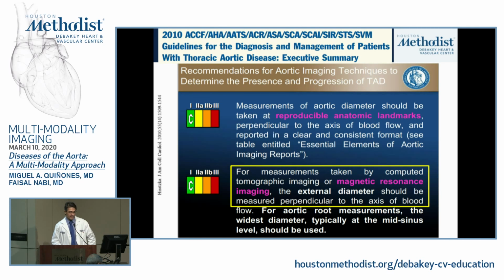The second thing these guidelines then recommend is that with using CT and MRI, it's important to make measurements perpendicular to the long axis of blood flow. And they specifically state that they should be done using the external diameter. Now, there is controversy over that. We'll talk about this in a little bit, and then I'll give you my take on the entire situation.